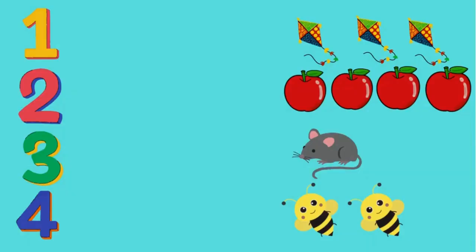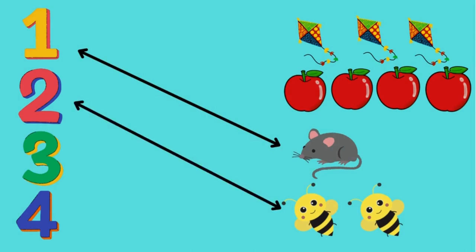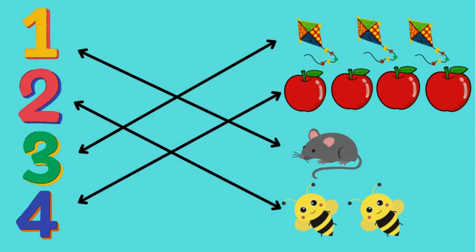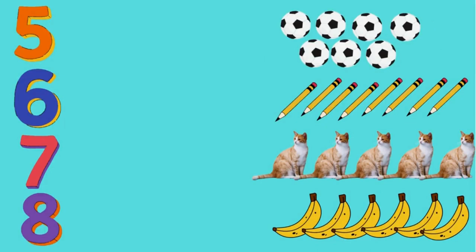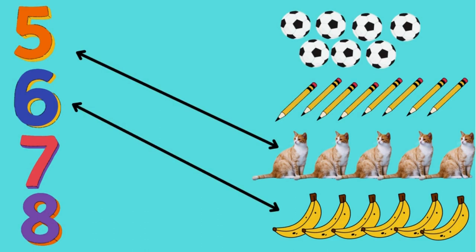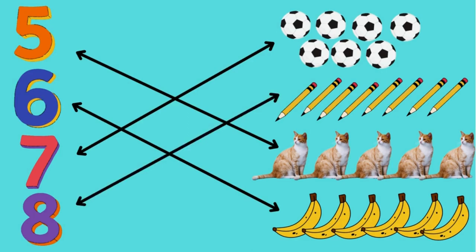Are you ready? Yes. One. Mouse. Where is the mouse? Yes. Two. Bees. Three. Kites. One, two, three. Four. Apples. One, two, three, four. Yes, four apples. Five. Cats. Count the cats. One, two, three, four, five. Six. Bananas. Count the bananas. Yes. Seven. Footballs. Count them. One, two, three, four, five, six, seven. Eight. Pencils. Count them all. Yes. There are eight pencils.